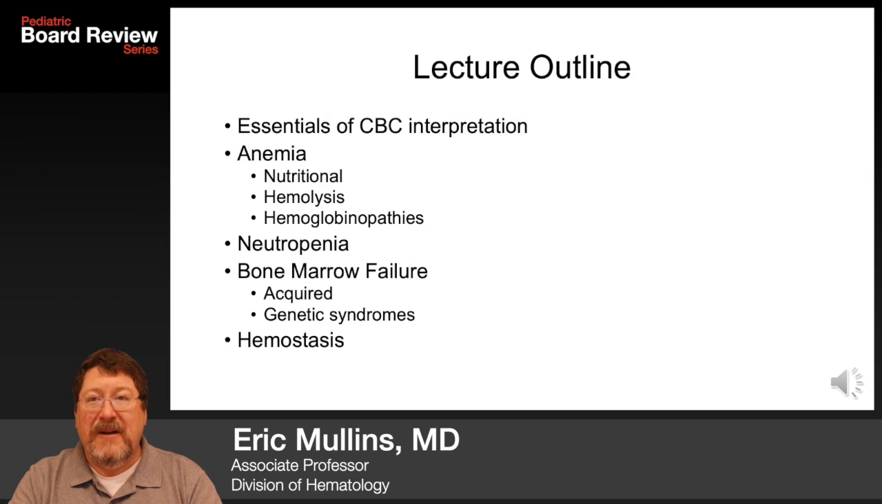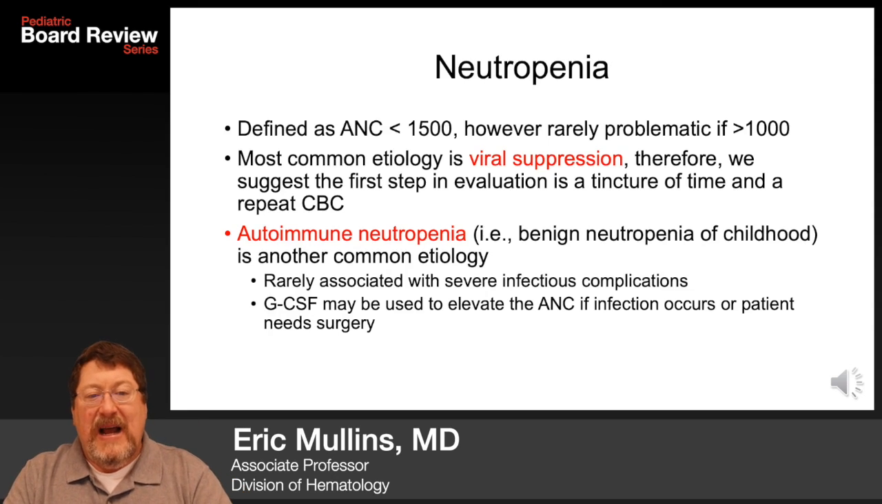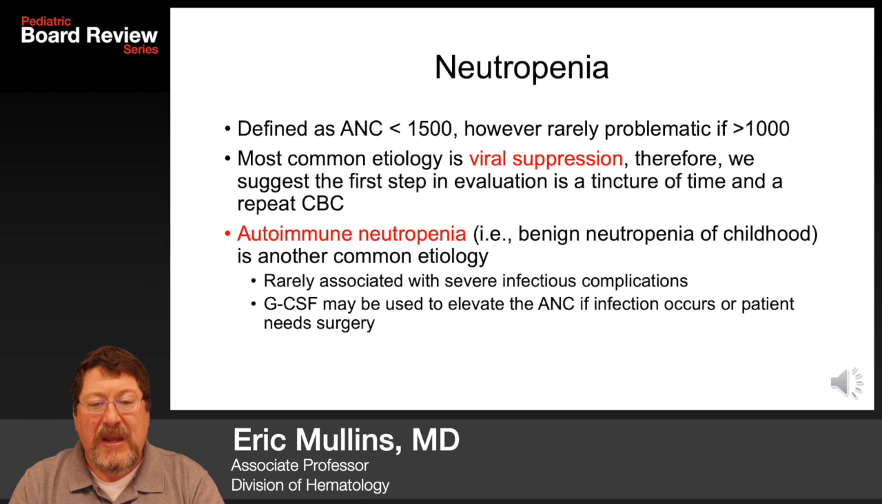Okay, well, that's probably all the anemia you can handle at this point. So we're going to move on to neutropenias and talk about white blood cells for a short period of time. Neutropenia is typically defined as an absolute neutrophil count that is less than 1,500. However, it's rarely problematic if your neutrophil count is over 1,000.